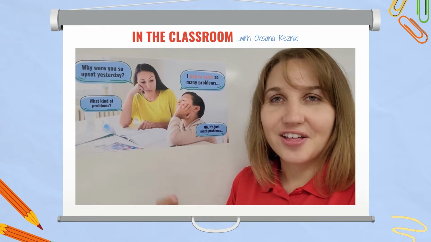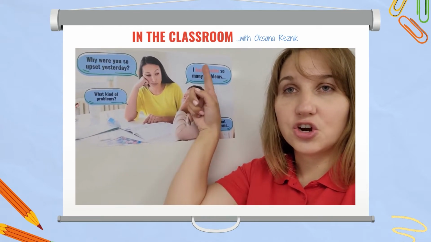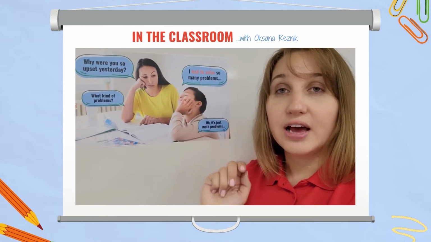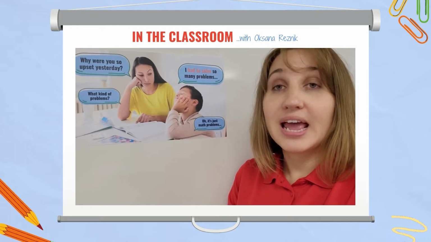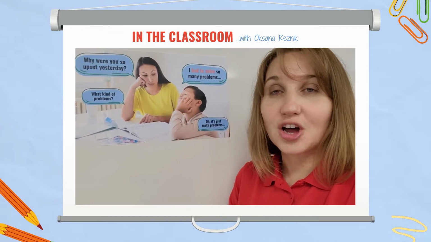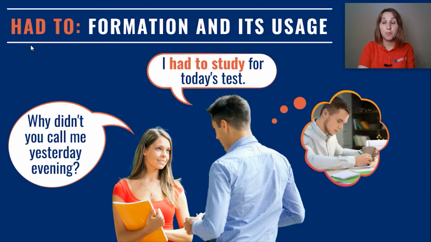Again, we have another funny illustration, and the words that are highlighted here, had to solve, indicate the usage of the modal verb had to. Let's move to our lesson and talk more about this modal verb. The modal verb had to talks about some sort of necessity in the past.